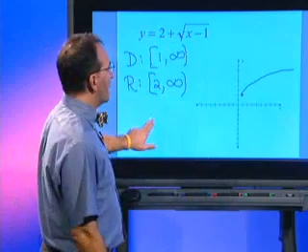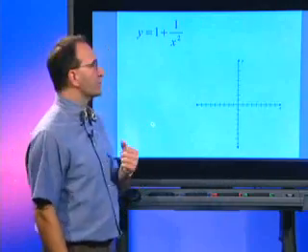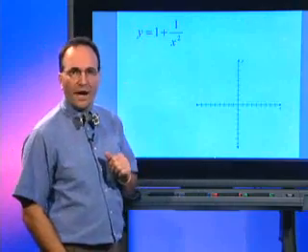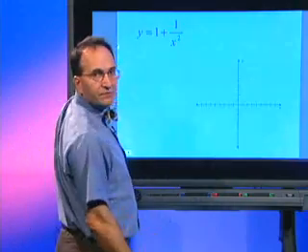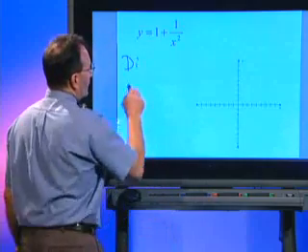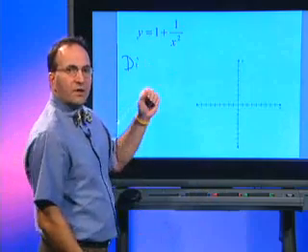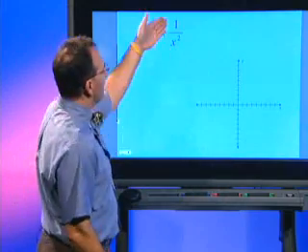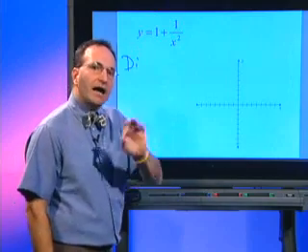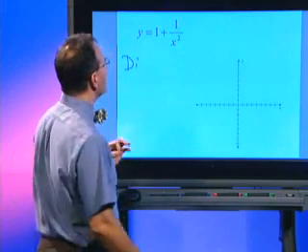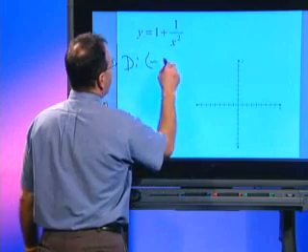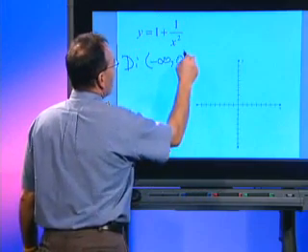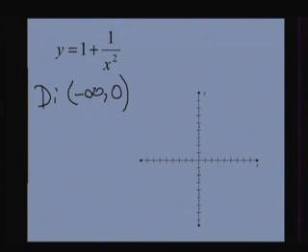Let's look at our second example, which is y is equal to 1 plus 1 over x squared. The first thing we need to do, of course, is find the domain. In this particular instance, we can't put a 0 in for x because that would make it undefined. However, every other number is possible, which makes the domain start at negative infinity, go up to 0, and then start again at 0 and go up to infinity.